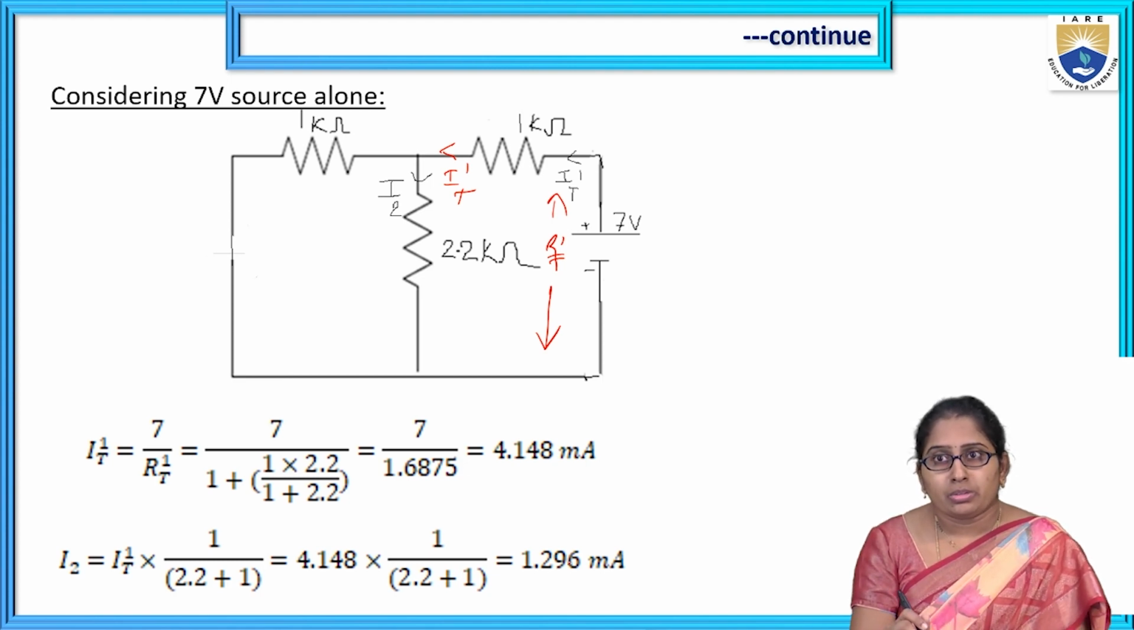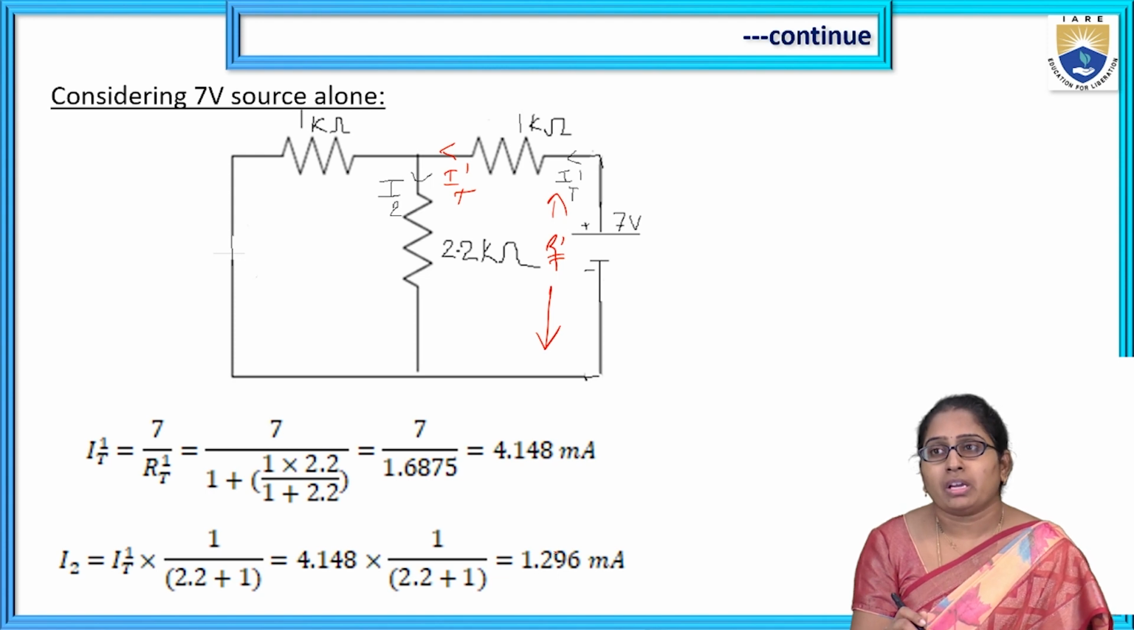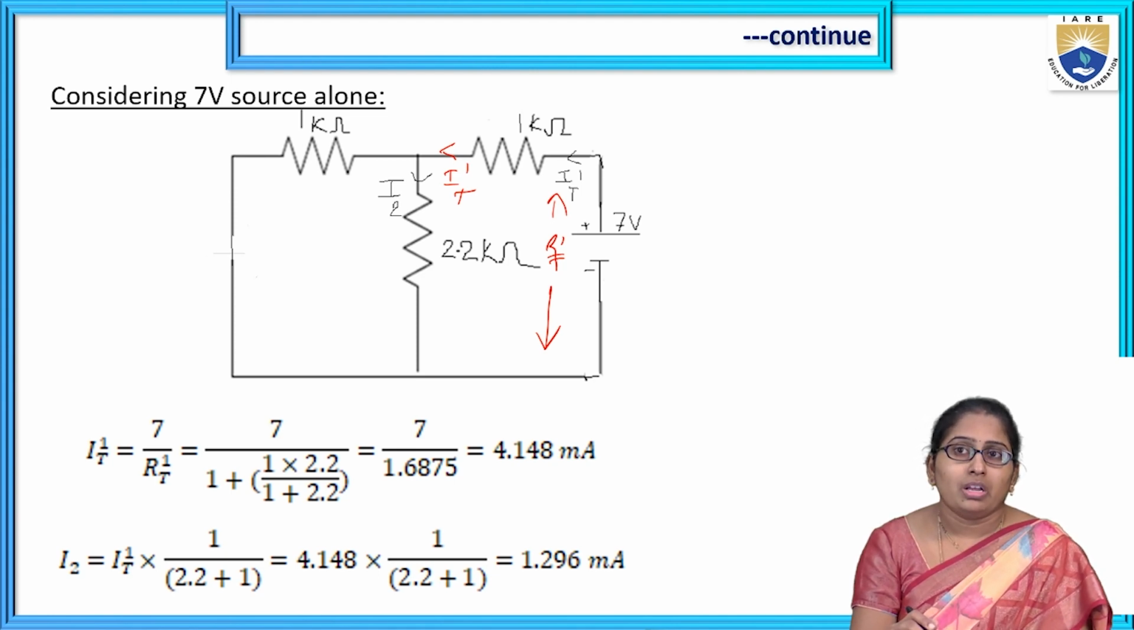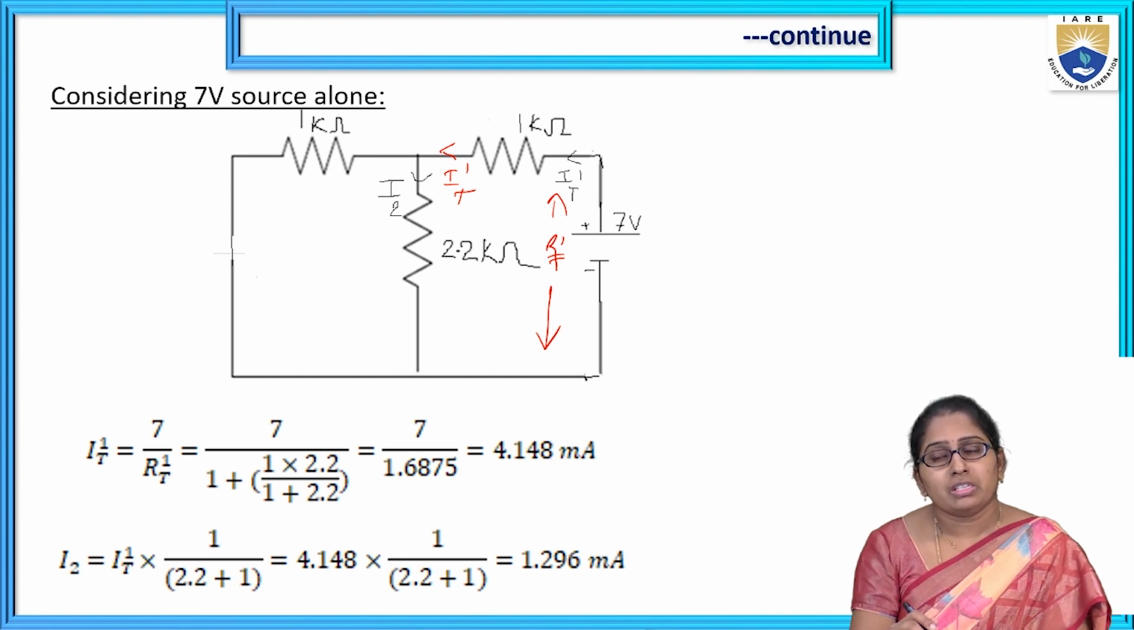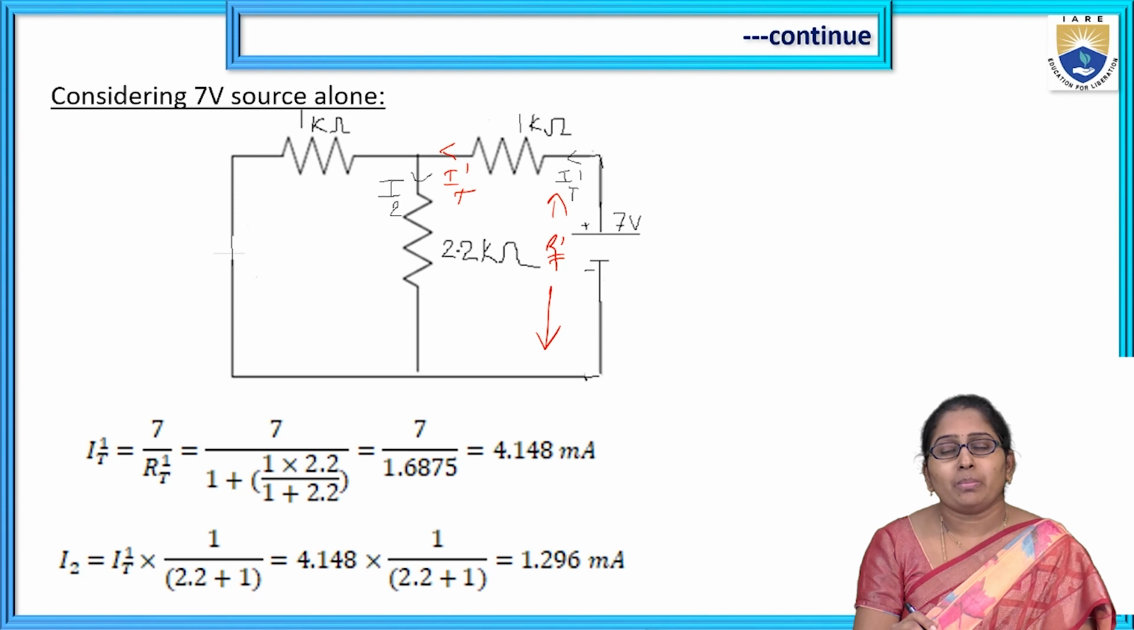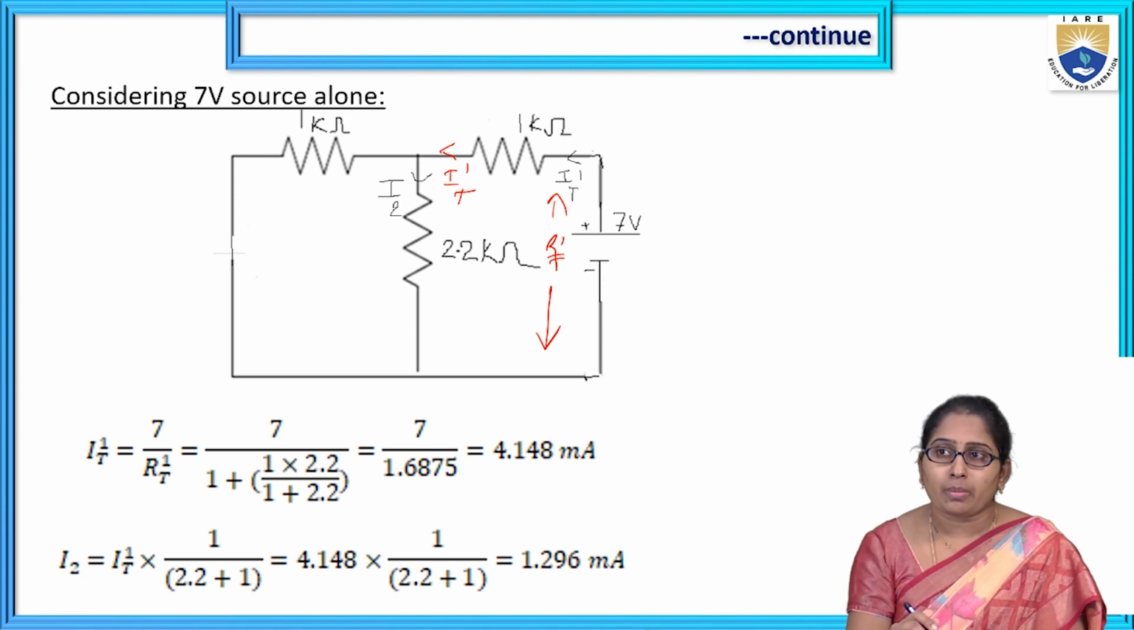1.296 milliamperes. So this is the response current in the 2.2K resistor when the 7 volt source is in operation. Previously, we found the current in the 2.2K when the 5 volt source is in operation. Now, according to the superposition theorem statement, the response in any element when all sources are in operation is equal to the algebraic sum of responses when individual sources are in operation, while other sources are non-operative.